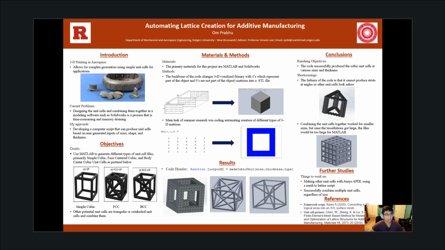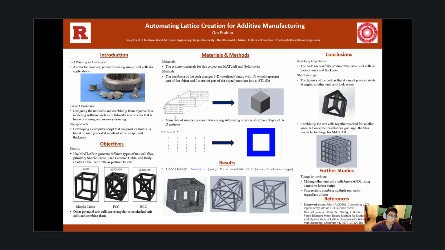triangular and octahedral unit cells, which I didn't show here. So how I did this was I used MATLAB and SolidWorks, MATLAB to develop the code and SolidWorks to view the files. I first found a code online that changes binary 3D matrices, also known as voxelized matrices, with ones which represent part of the object and zeros which are not part of the object, and this changes these 3D matrices into an STL file. I found this code online and I put it in the references over here.